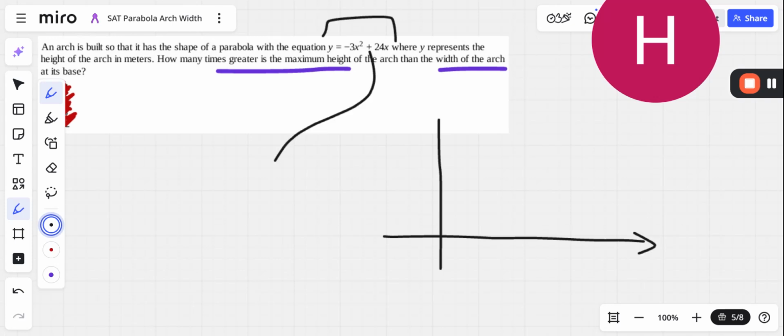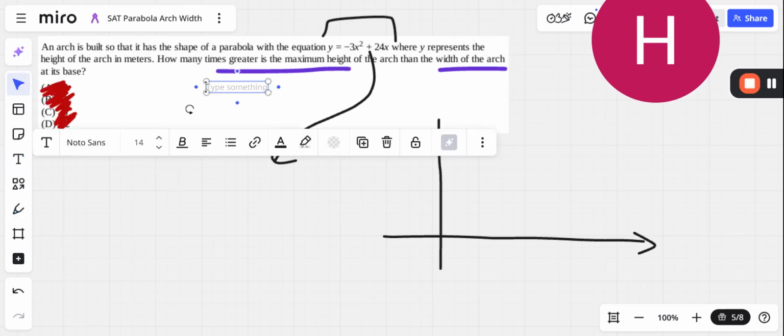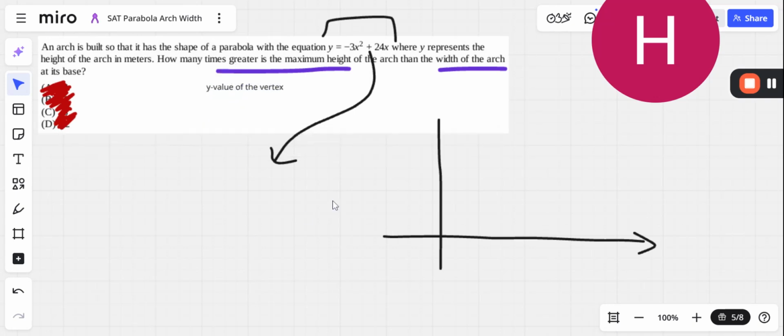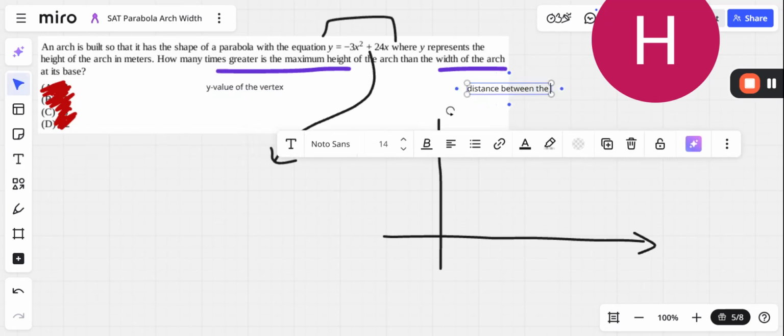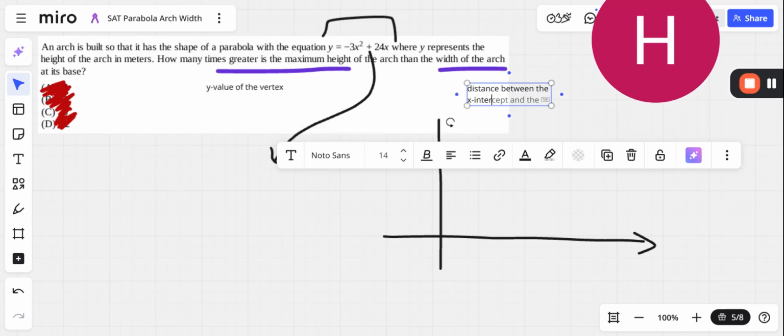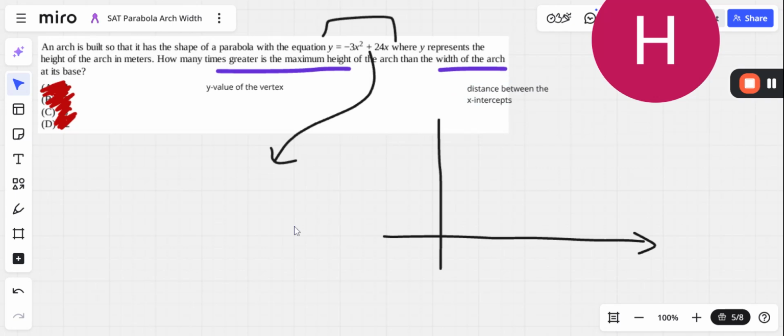So what you're going to want to do is compare the maximum height, which really is sort of like the y value of the vertex, to the width of the arch, which is essentially going to be the distance between the x-intercepts. Okay, so that should make sense. Now, what we need to do is get an idea of where these things are.